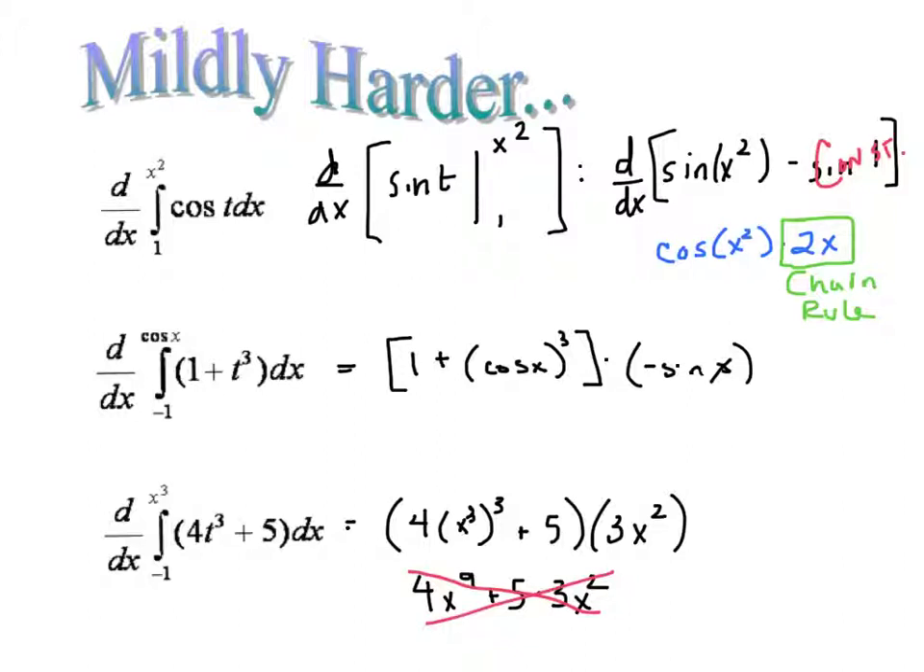This is Fundamental Theorem of Calculus Part 1. Again, this establishes the relationship that we use in Part 2 to find the area under the curve. That relationship that the derivative of an integral is equal to the original function.